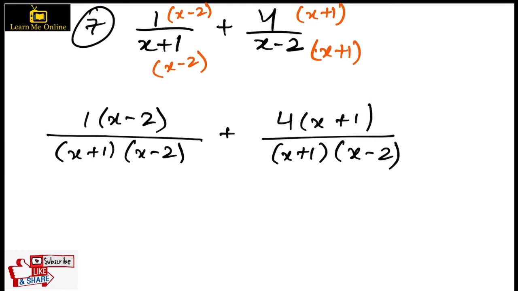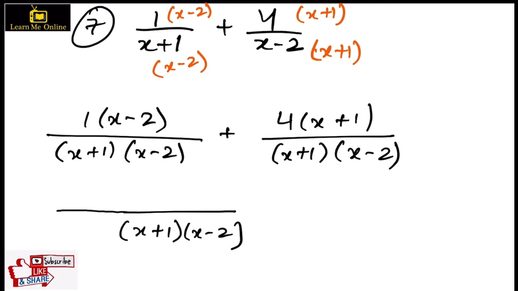Once we get to the stage where we have got the same denominator, we're going to write it down as a common denominator, which is (x + 1)(x - 2). With the numerator, we're going to write it down first and expand it after. So 1 times (x - 2) plus 4 times (x + 1). You're going to expand out the brackets and do simplification afterwards.